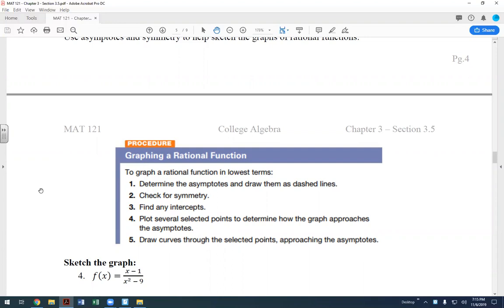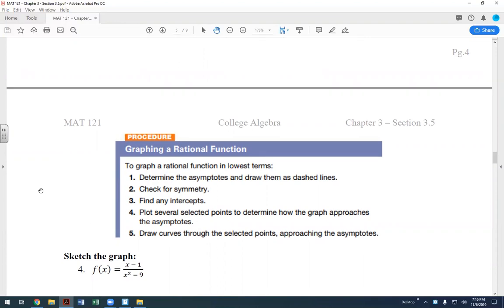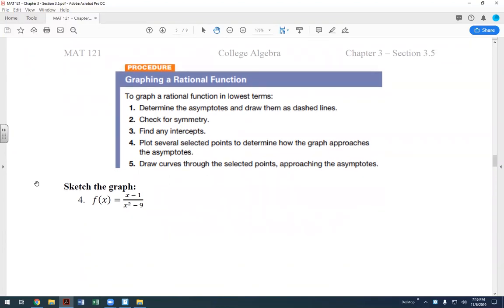And even though they are imaginary lines, to help us graph a good function here, we will draw them as dashed lines, so at least we know where our graph needs to be going. We will check for symmetry, because if there is any symmetry, it helps us in our graphing. Find any intercepts, x-intercept, y-intercept, and then of course, as usual, we'll need some more points to help us out.